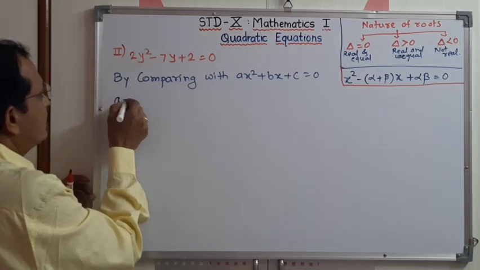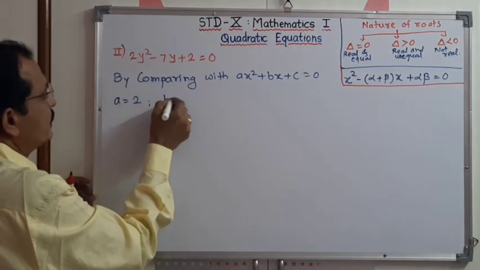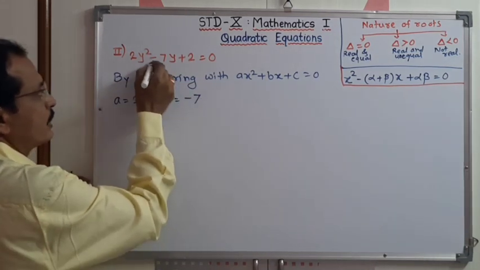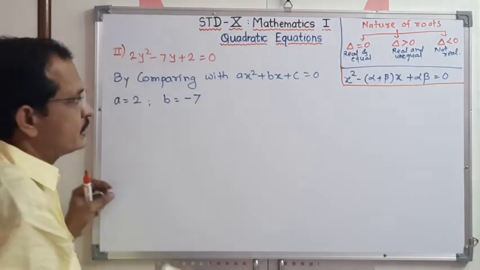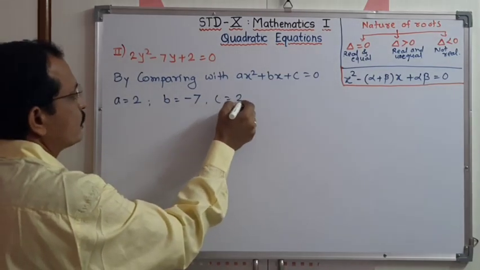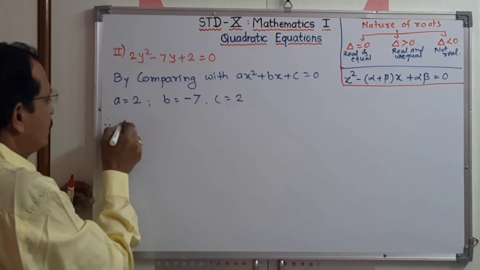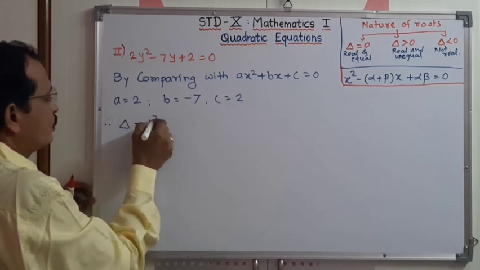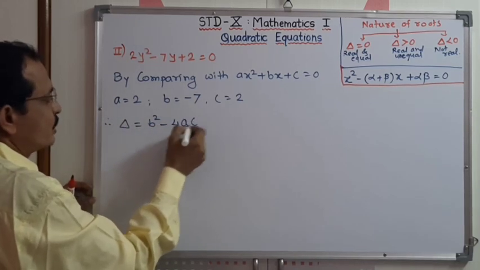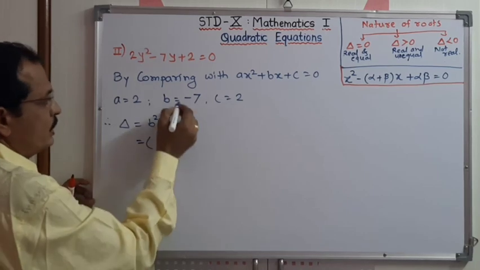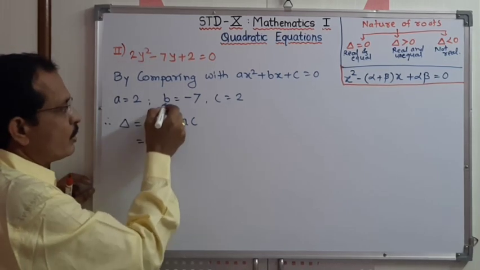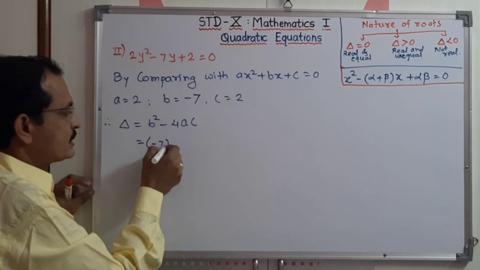Value of a is equal to 2, b is equal to minus 7. Remember, you have to consider the sign also. And c is equal to 2. Therefore, delta is equal to b square minus 4ac, that is the square of b, that is square of minus 7.